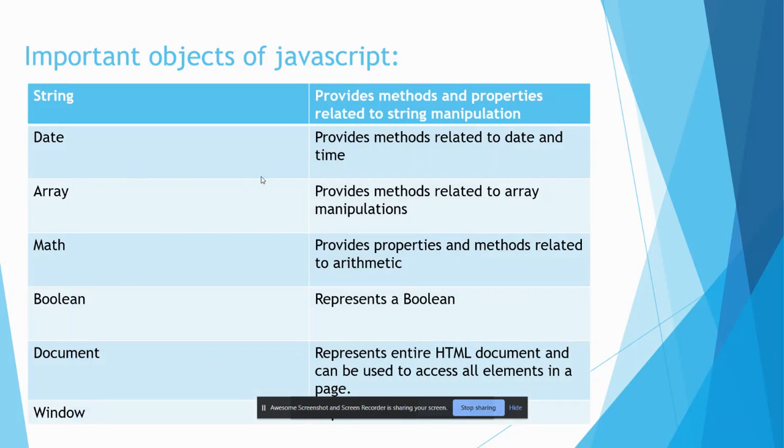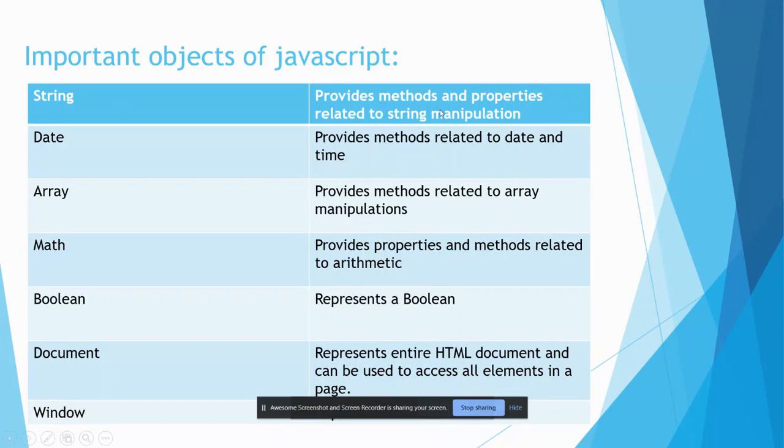Next, objects. JavaScript has many important objects, as we know it is an object oriented programming language. Some important objects of JavaScript are string, date, array, math, boolean, document, and window. We used document and window in previous slides. We used document.write to write into a web page, and window.prompt to use the prompt method. Similarly, these objects are used in JavaScript in different applications.